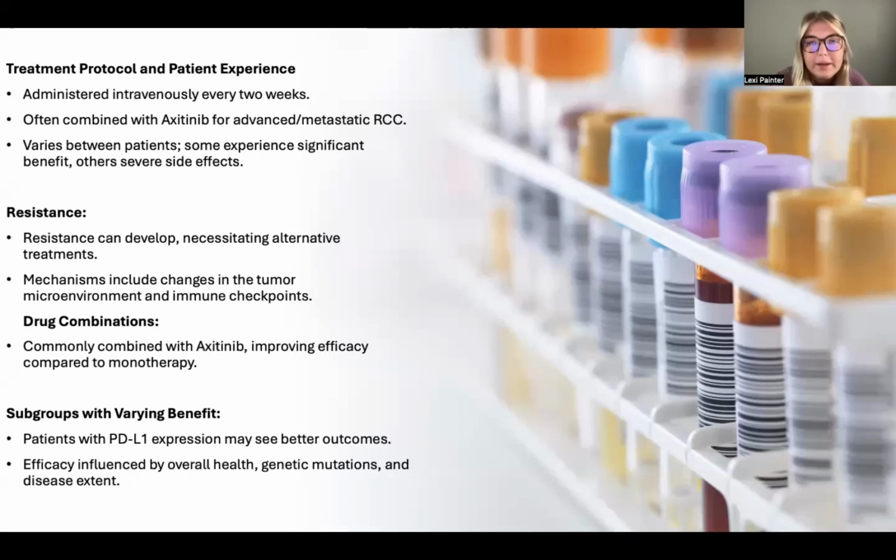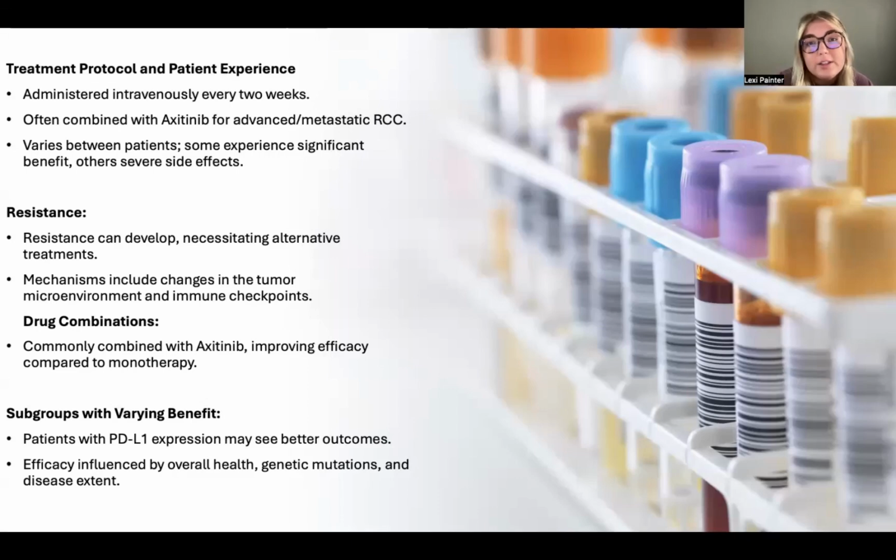And the overall patient experience can vary. Some people experience significant benefit with this drug, and they have manageable side effects. Others have their quality of life impacted, and they have more severe side effects. And resistance to this drug can develop, leading to the need for alternative treatments.